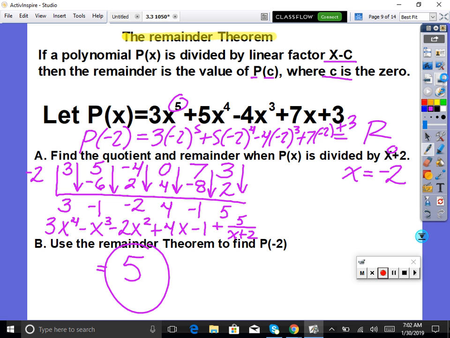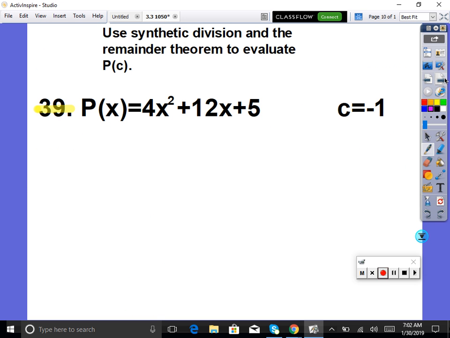Okay, awesome. So let's read this, just so when we get to the homework we're not lost. It says use synthetic division and the remainder theorem to evaluate p of c. Now notice in this one it says c equals -1. Do you see how in this one they're already giving us the 0? They're not giving us the linear factor. Do you guys see? They've already solved for us. So it wants us to use the remainder theorem. So that means plug it in.